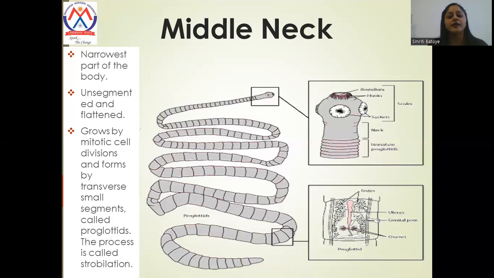But after that, there are 300 to 400 proglottids, which are known as mature proglottids. And these mature proglottids are well developed with sex organs. The male and female reproductive systems are completely developed in these proglottids. Afterwards, the last ones are known as the gravid proglottids, and the gravid proglottids are full of eggs.